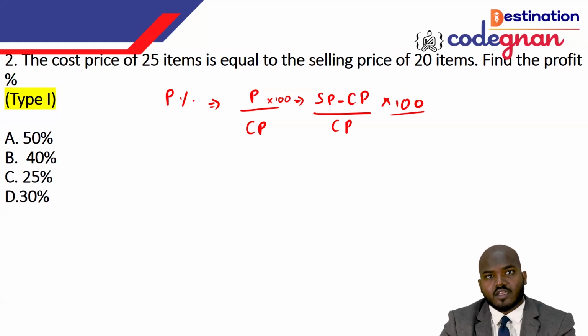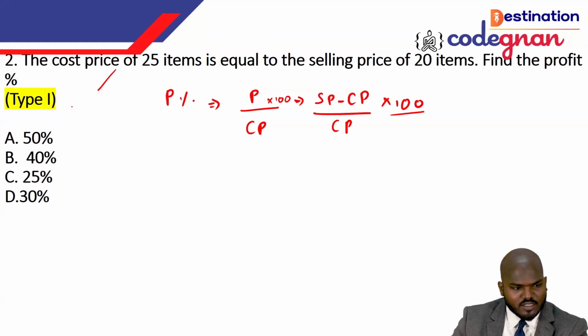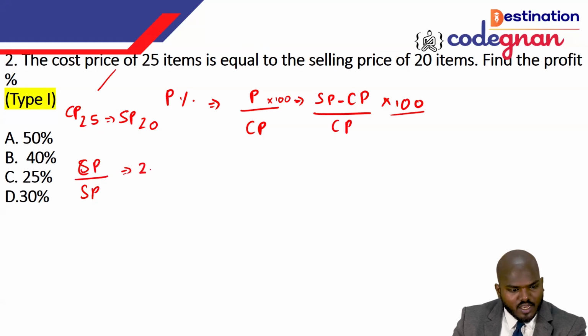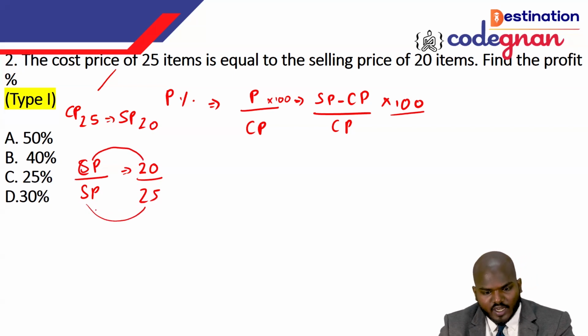In this kind of question, you need to take the reverse value, or else it will cause confusion. Here, how it is defining that: the cost price of 25 items is equal to the selling price of 20 items. If you take cost price by selling price, the value of 25, if you come this side, it will come as 20 by 25. So then the cost price is equal to 20 and selling price equal to 25. This is the way you need to find this out.